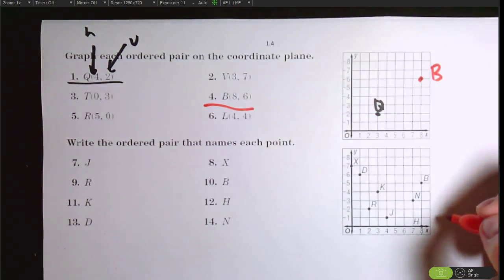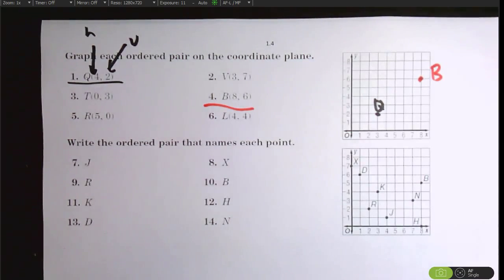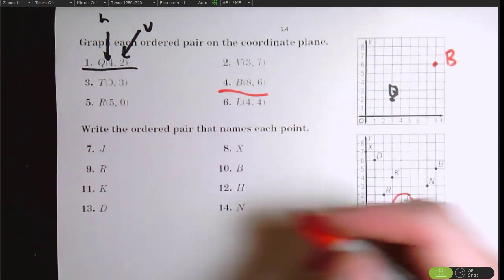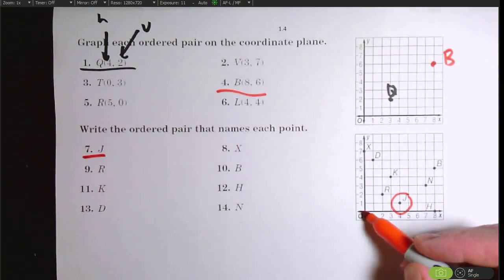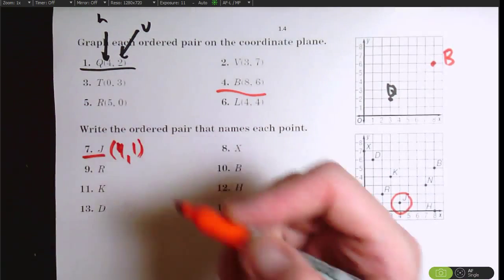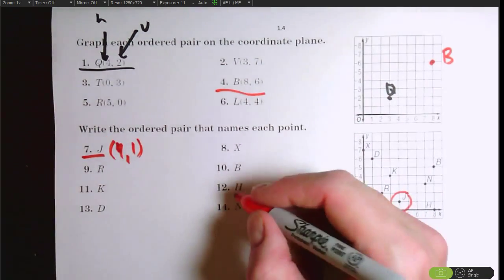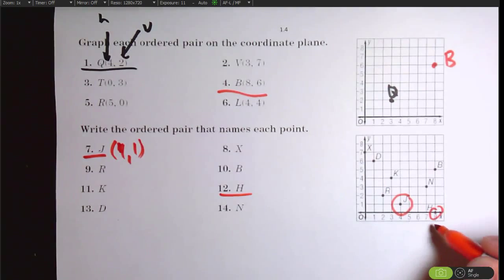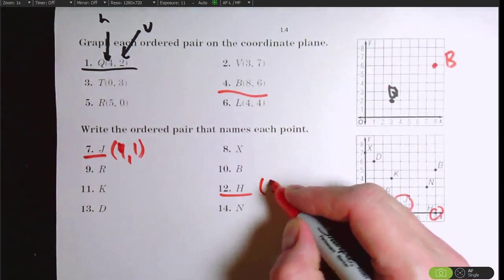So 8, 6. Okay, now for number 7, it says write the ordered pair at that point. So here's J, which is what number 7 is. It's right 4, up 1, so it is 4 comma 1. Okay. Let's pick point H. H is over here. H is a good one because it's just over. Didn't go up any, so it's just right 8, up nothing. So H is 8 comma 0.